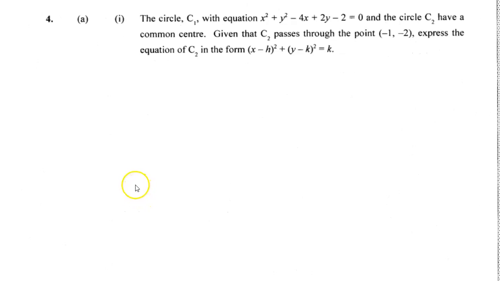Now we're at question 4. The circle C1 has equation x squared plus y squared minus 4x plus 2y minus 2 is equal to 0. And the circle C2 also has a common center with C1. So let's find the center of C1, and that will give us the center of C2, since both centers are the same.